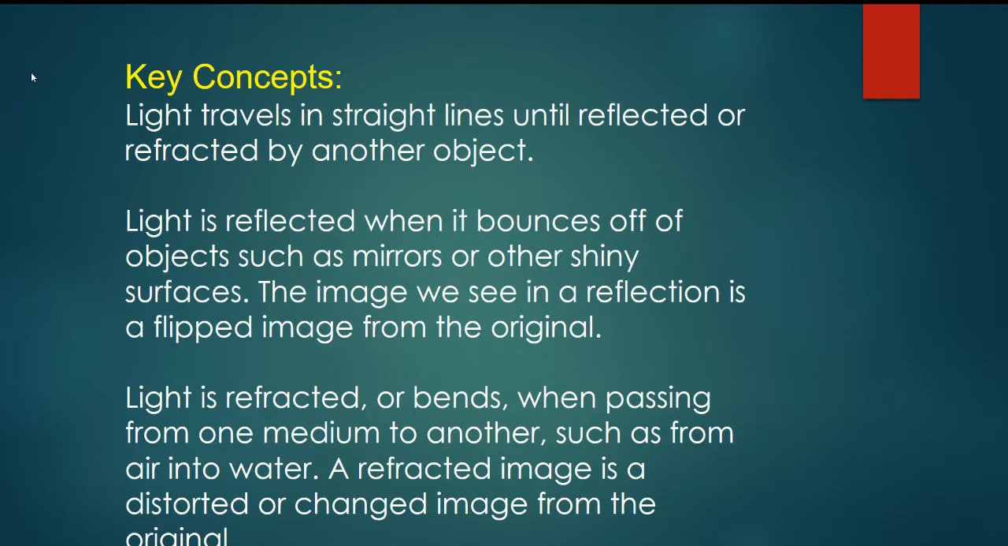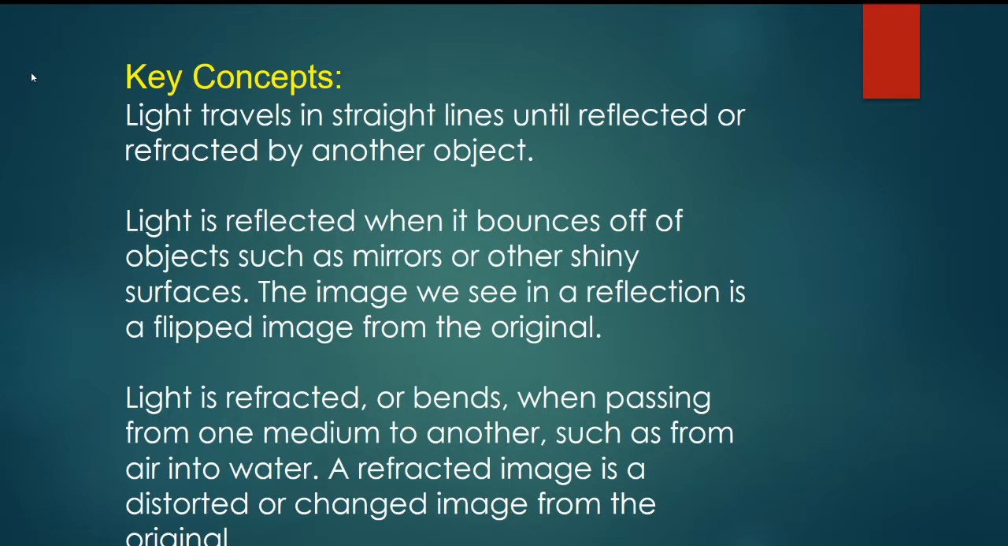Some key concepts. Light travels in straight lines until it's reflected or refracted by another object. Remember, reflected means bounce, refracted means bent. So light travels in straight lines until it is bounced by an object or refracted, or bent, by an object. Light is reflected when it bounces off objects such as mirrors or other shiny surfaces.